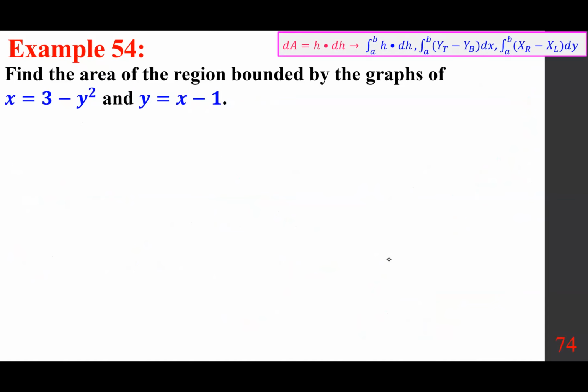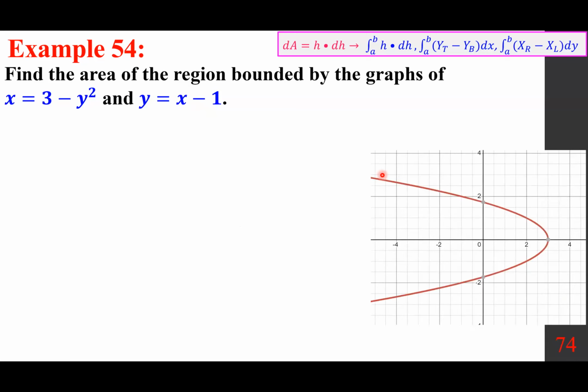Now, graphing this line is very simple. Graphing this, remember what this is. This is a parabola that opens sideways because y is of degree 2, and because it has a negative value, it opens to the left. So first and foremost, here's the graph of x equals 3 minus y squared. I hope you remember how to graph that.